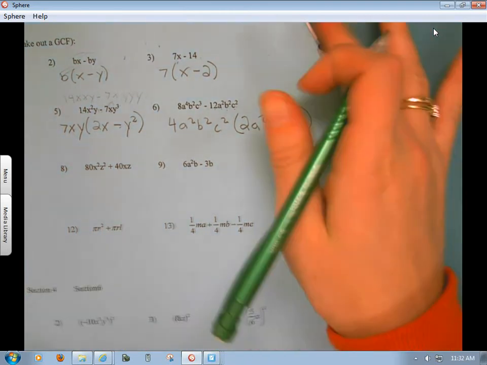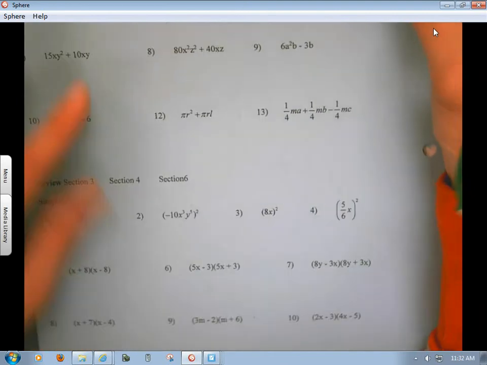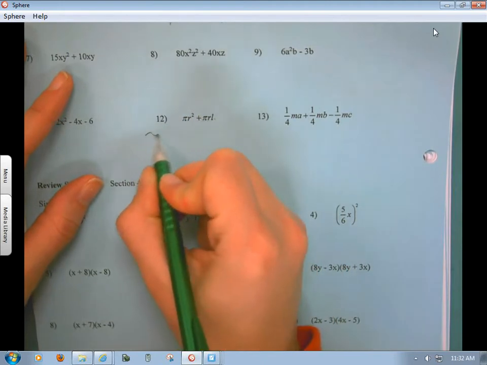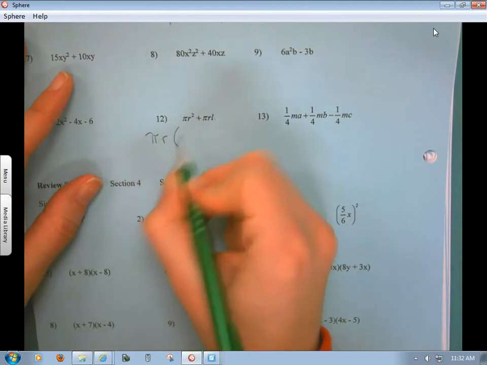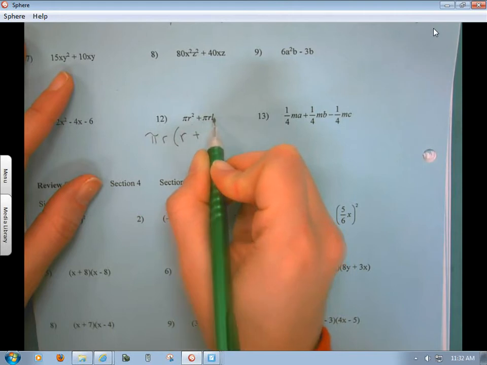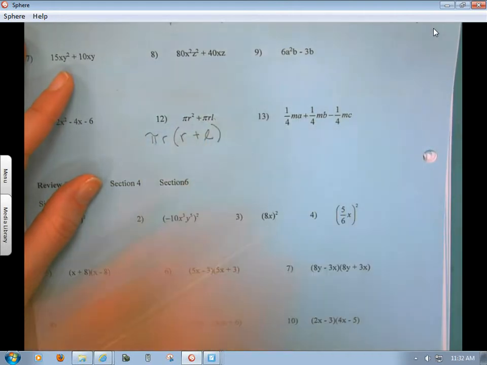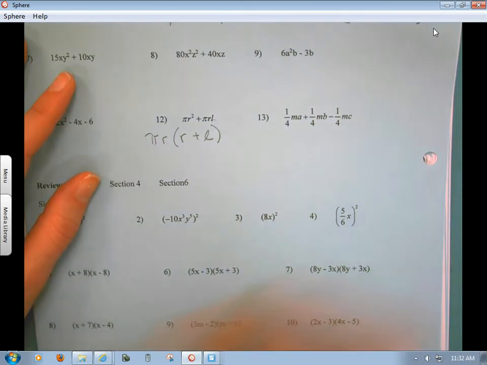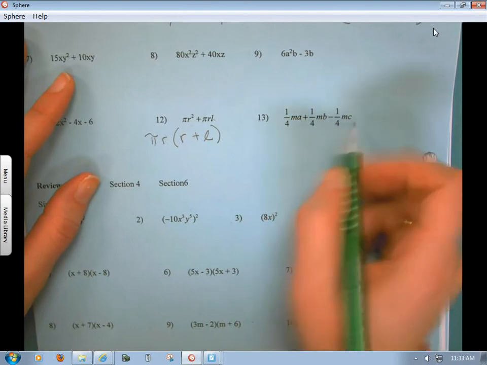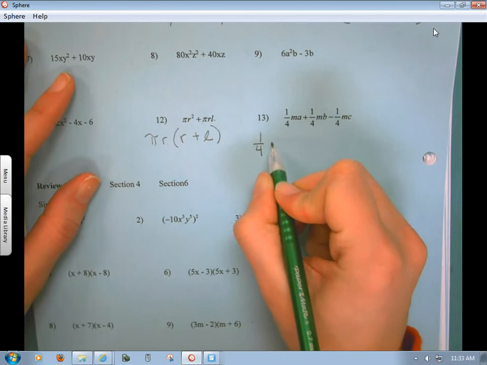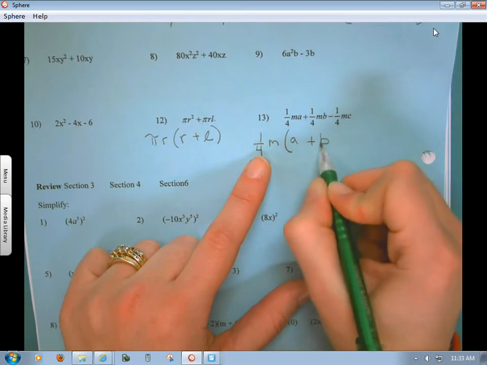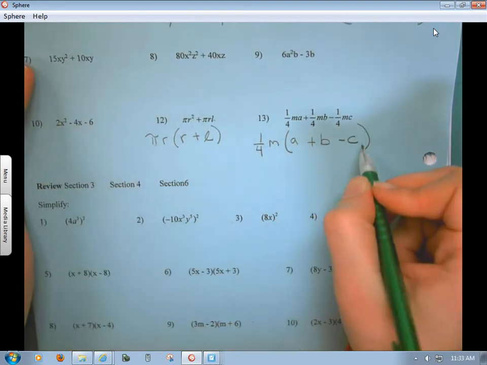Okay, let's check out number 12. Pi r squared plus pi rl. What's in common? A pi and an r. Divide it out. Pi r squared divided by pi r is r. Pi rl divided by pi r is l. It's that simple. Number 13: 1/4 MA plus 1/4 MB minus 1/4 MC. Well, 1/4 M is the GCF. So divide. I'm left with A plus B minus C. Nothing's in common, so I did a good job.